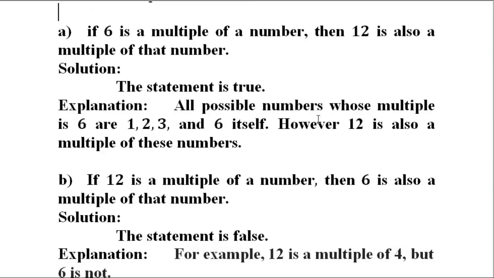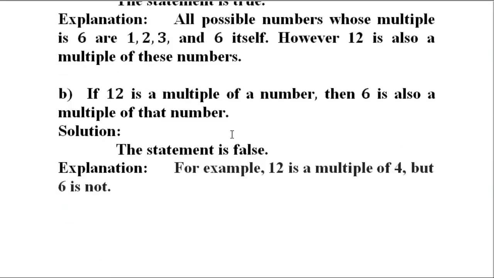Well, this statement is true. I'll explain it as follows. We know that 6 is a multiple of numbers 1, 2, 3 and 6. In other words, all these numbers have 6 in their times tables. However, 12 is also a multiple of these numbers, which means that 12 appears in the times tables of numbers 1, 2, 3 and 6. Therefore, the statement is true.